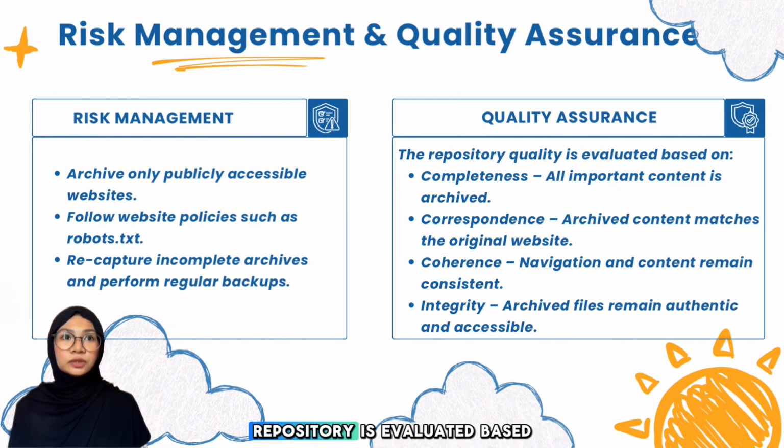Finally, the quality of the repository is evaluated based on 4 criteria: completeness, where all important content is archived; correspondence, where archived contents match the original websites; coherence, where navigation and contents remain consistent; and lastly, integrity, where archive files remain authentic and accessible. These measures ensure that the archived websites remain accurate, authentic, and accessible for future users.